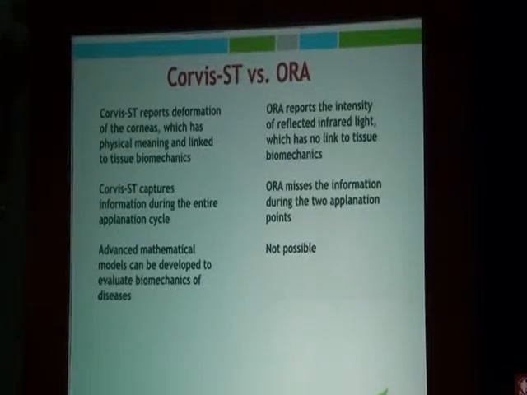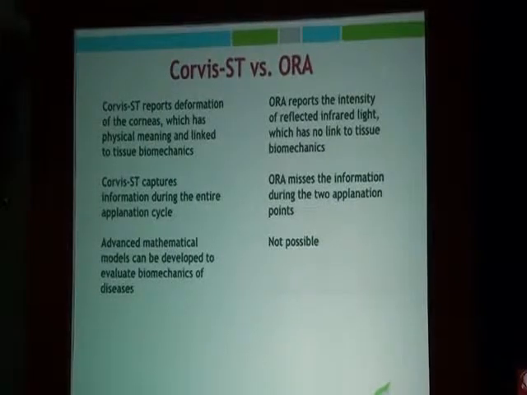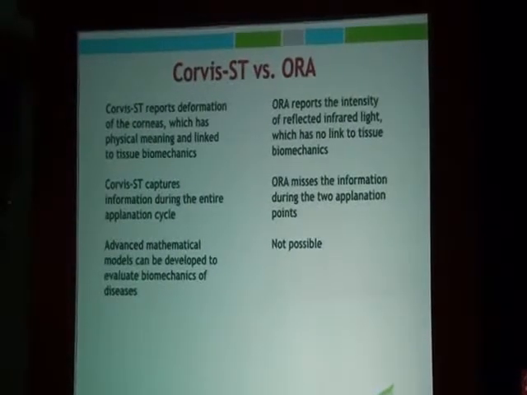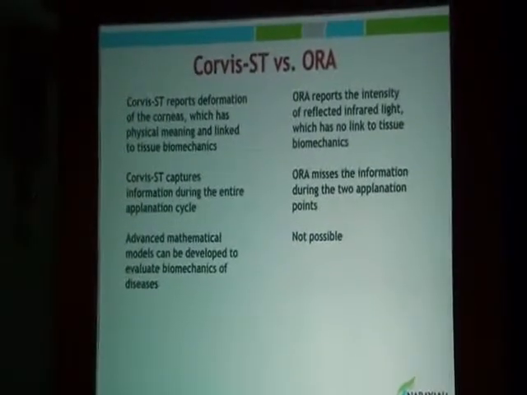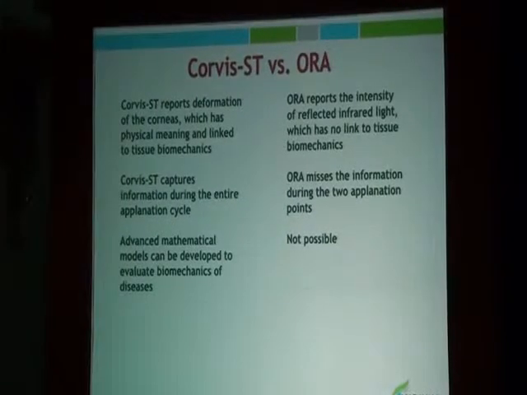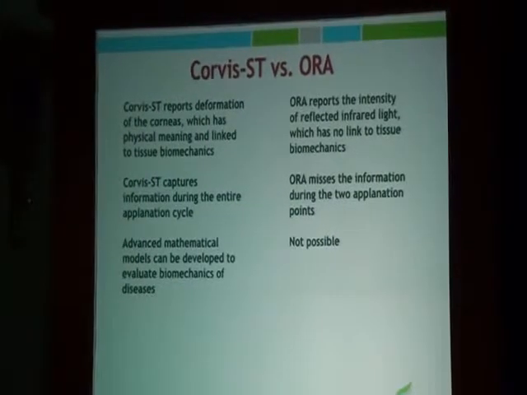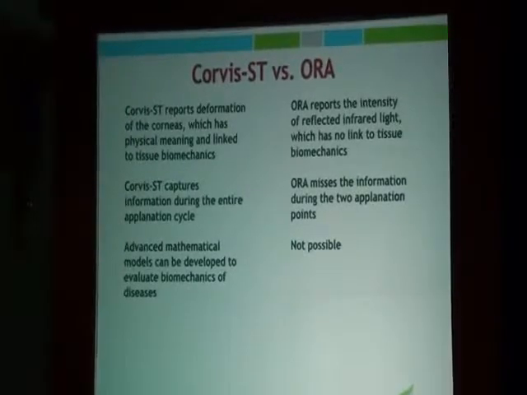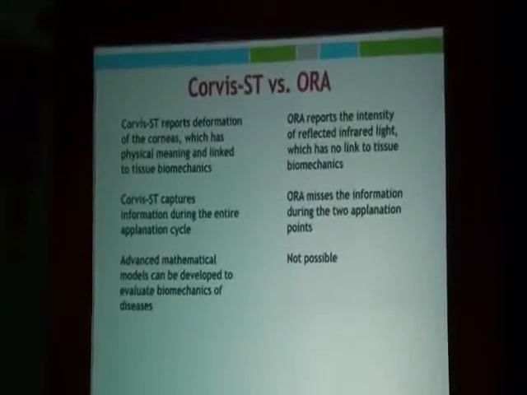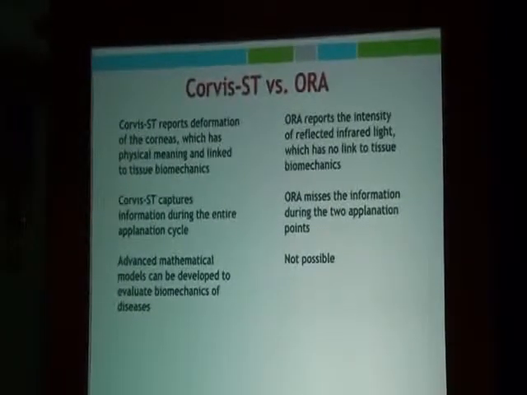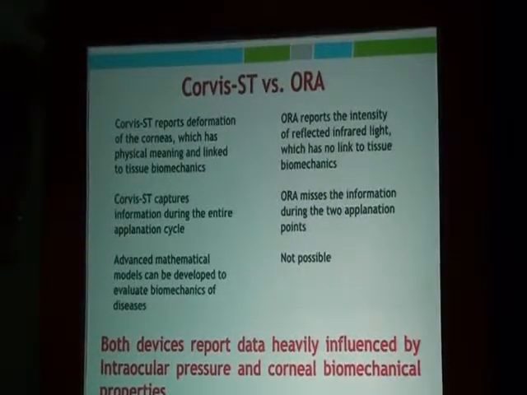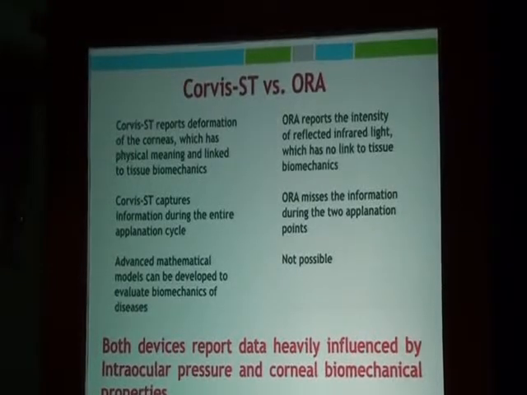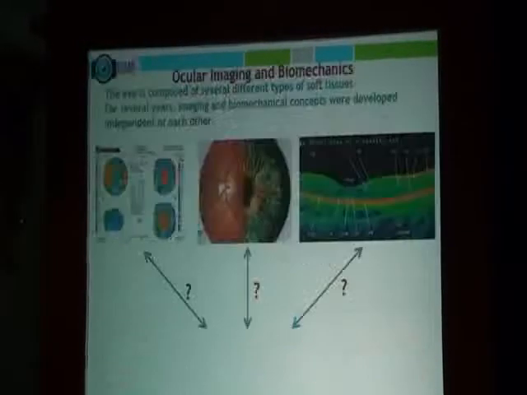And that is not picked up by the ORA, because it just gives you a value. It just calculates from that a mathematical model of when the deformation started and when it became normal. And that value, that's the time that I showed in the earlier slide, is what is provided by the ORA. So it's just a number from a mathematical model with the ORA. And with the Corvis, advanced mathematical models can be developed to evaluate the biomechanics of diseases. And this is obviously not possible with the ORA. So both devices, and this is something you have to keep in mind, report data heavily influenced by intraocular pressure and also by the corneal biomechanical properties.